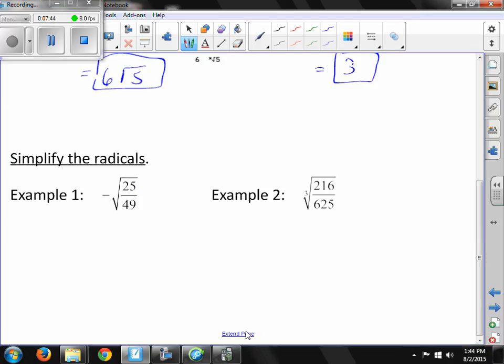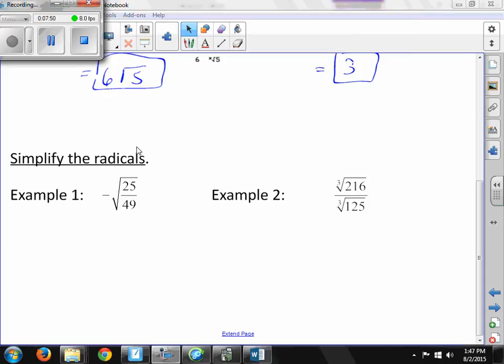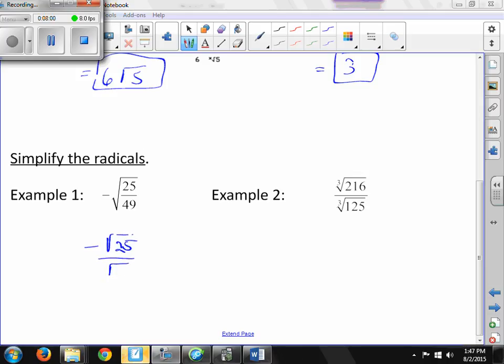Simplify the following radicals. I have a fraction under the radical. I want to write them separately. Negative the square root of 25 over the square root of 49, which would be negative, the square root of 25 is 5, and the square root of 49 is 7.